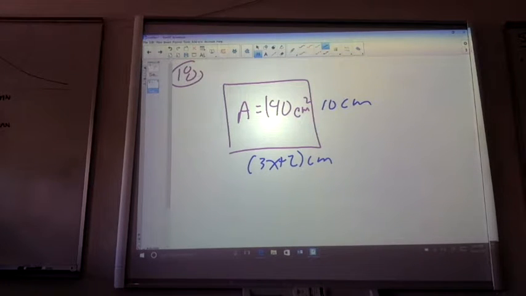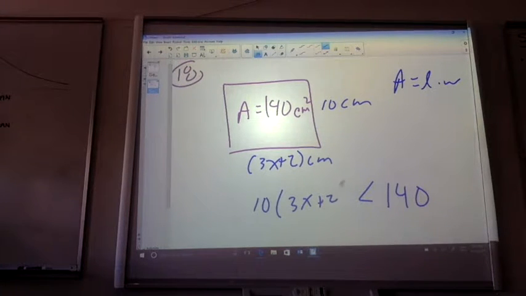So how would you find the area of a rectangle? What's the equation? Length times width, right? So we have area is equal to length times width. What we're going to do is, it could be at most 140 square centimeters, so it's got to be less than or equal to that. And then my length times my width is that. So that's the inequality that would go with that problem.